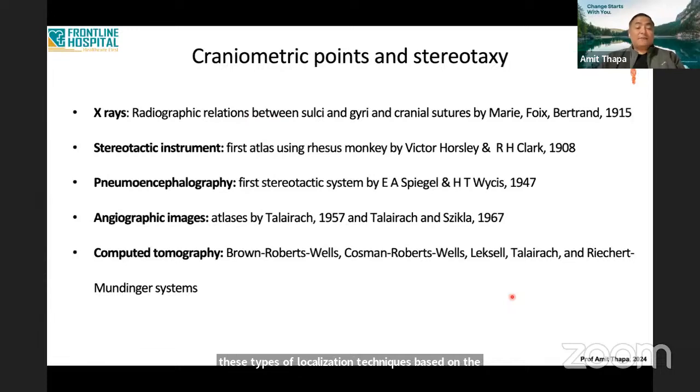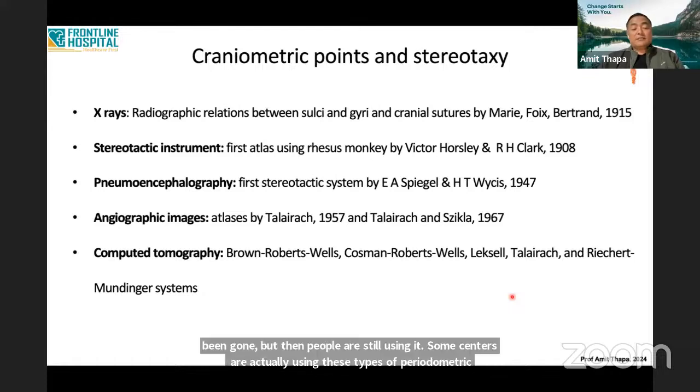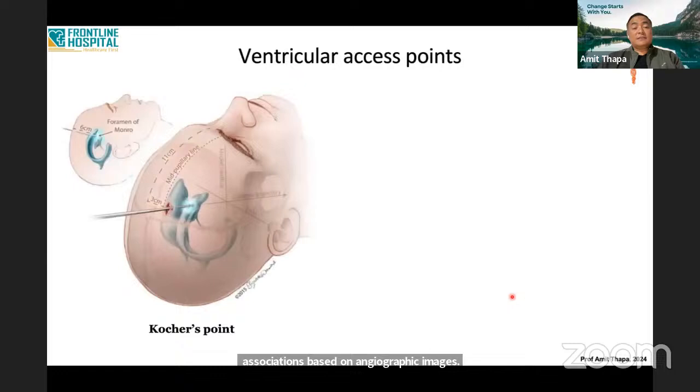Now, techniques have changed over the years. Initially, people were using X-rays to identify that. Now people are using stereotactic devices. The days of pneumoencephalography and angiography are gone, but some centers are still using these types of craniometric associations based on angiographic images. And nowadays, navigation systems are all using CT and MRI.